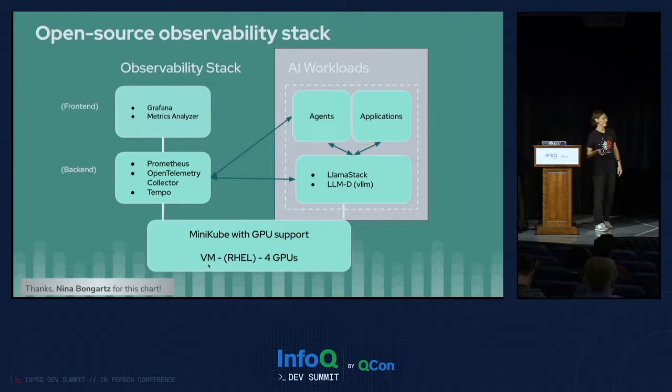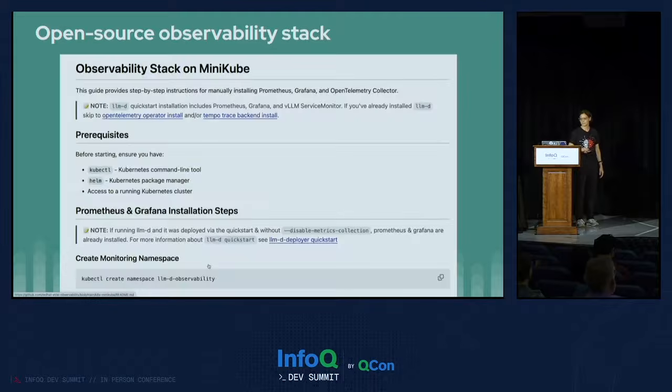LLM-d is the model server, which runs vLLM, and Llama Stack we'll talk about more, but it's a framework for building AI applications. That's the base of our AI workloads, and then you can actually run the agents and the application on top. This is typical, I would say, of an open source observability stack.